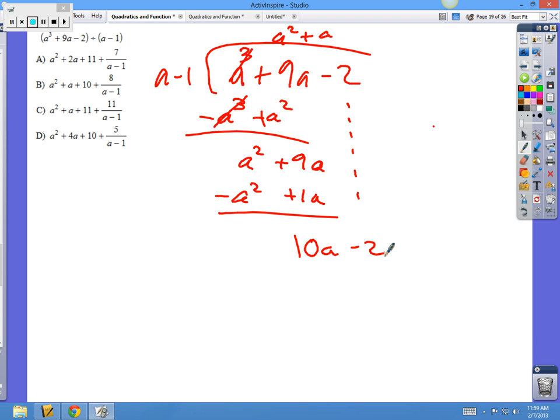What can you multiply a by to end up at 10a? Times it by 10, so your next term is a 10. 10 times a is 10a. 10 times a minus 1 is a minus 10. But now you got to subtract. So that's minus, that changes to plus. That zeroes out, and this is 8. And you're done. So 8 is going to be your remainder. So it has to be B. A squared plus a plus 10. Yep, we're good.